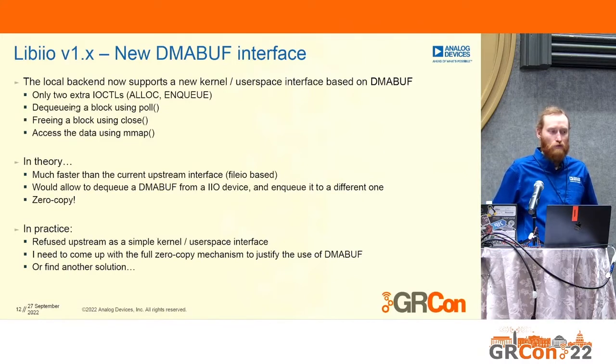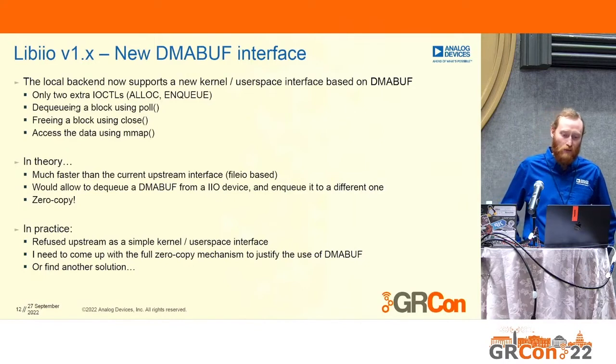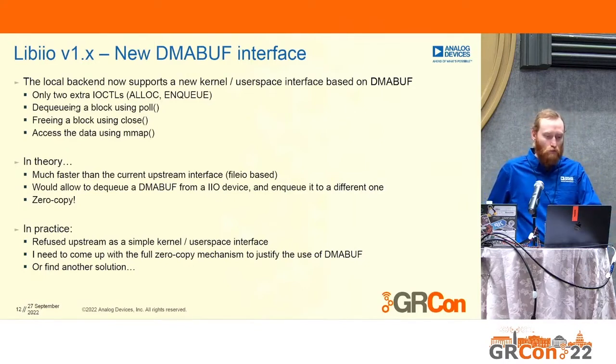It also opens some gates. For instance, we could get a DMABUF object from a receiver and queue it to a transmitter without copying the data. And it can go even further, because you could dequeue one DMABUF from an I/O device, and queue it to the network stack or the USB stack and get the data sent over the network or USB without copying the data again. It was refused upstream, sadly. I'm still working on it, and hopefully it can be merged sometime.